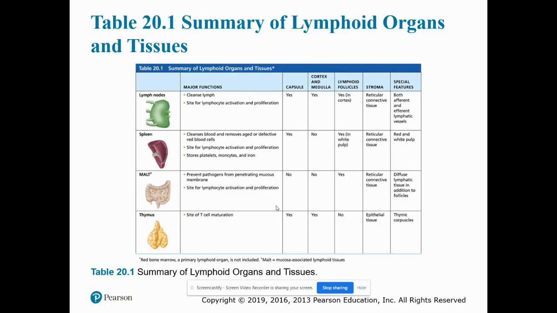This is just a table showing the different lymphoid organs and tissues, their major functions, whether they have a capsule, cortex, lymphoid follicles, what the stroma is made of, and any special features.